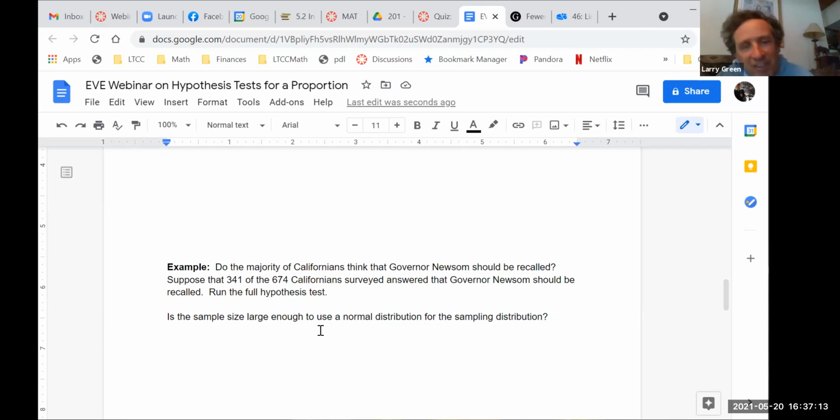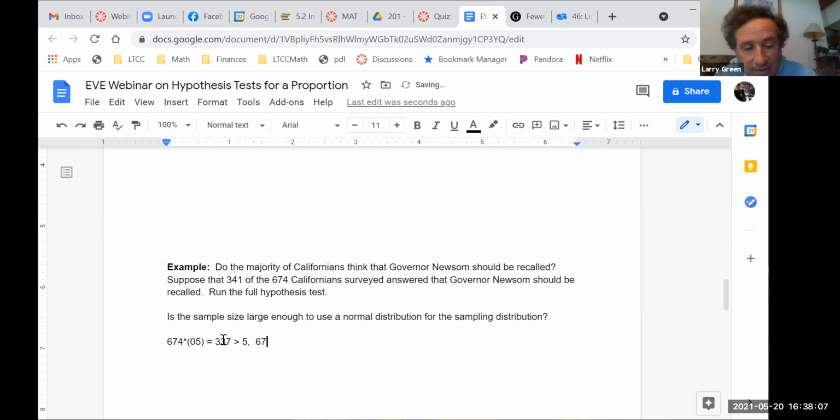Good try. Not 674. Actually, it's not 341 either. It's because this majority is going on. 50% is what H naught is saying, and if you take NP, 674 times 50%, which is 0.5, then that's 337 if you do that in your head. Which is certainly greater than 5 by a lot.